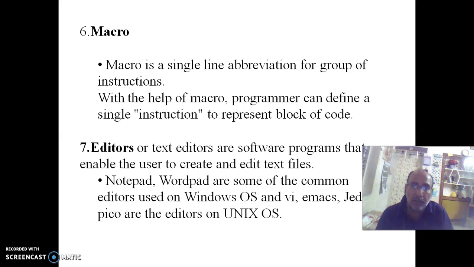Next one is the macro. Macro is a single line abbreviation for a group of instructions. Before, when you observe the interpreter or the compiler, they are writing the program, and a group of instructions will be there. Here, the macro is a single line instruction. With the help of the macro, the programmer can define a single instruction to represent a block of code.